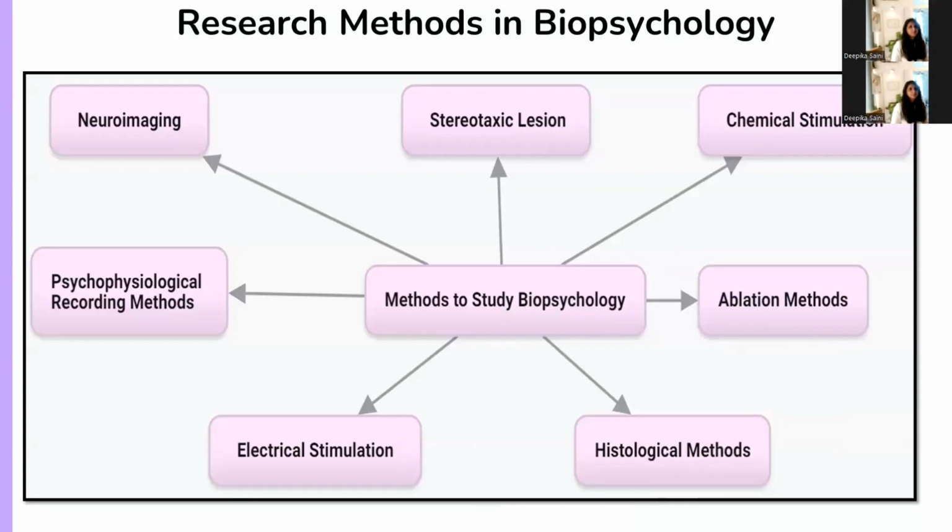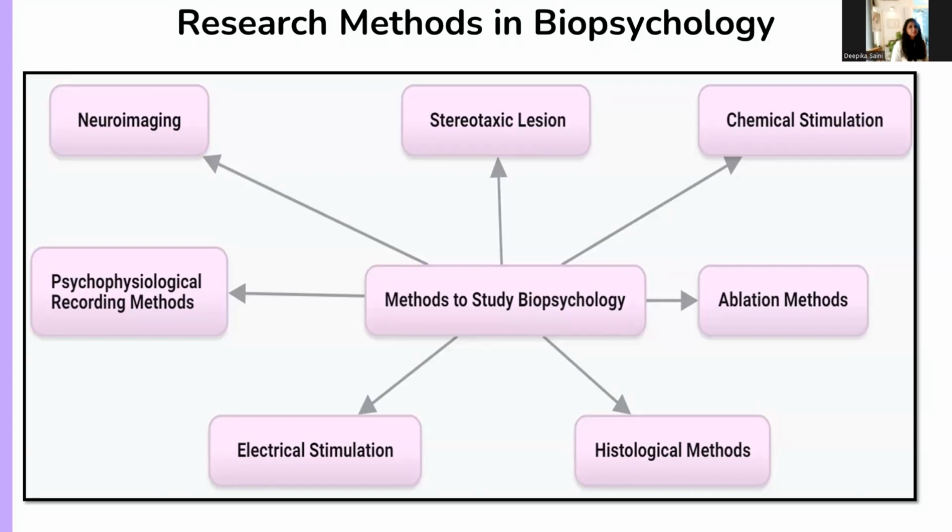Now coming to the research methods of biopsychology. We discussed that biopsychology is one field which is filled with research. And if you ever choose to become a biopsychologist, research is going to be one of the major parts of your life as well as your scope of work. So over here, there are different methods to study biopsychology, each one of which we will be covering.